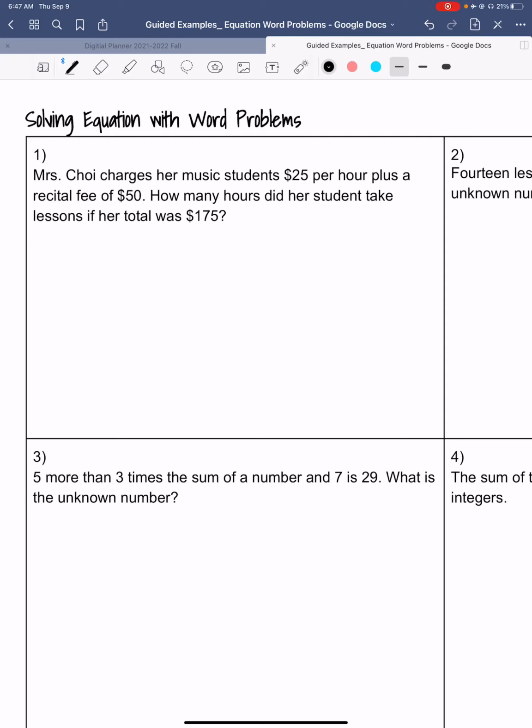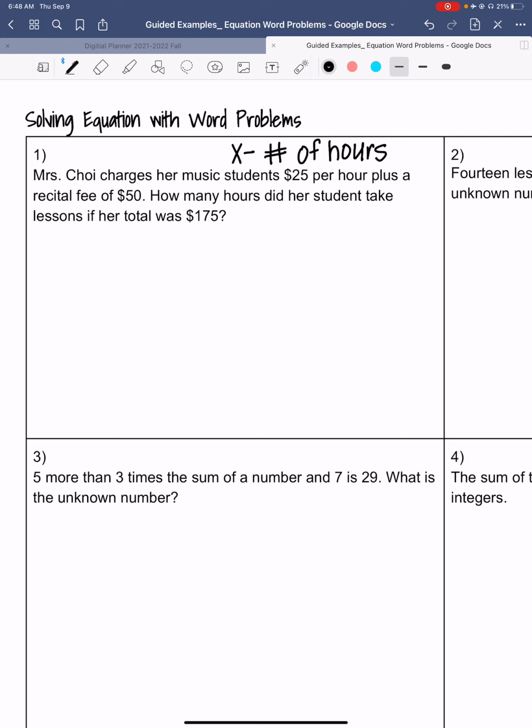All right, number one, it says Ms. Choi charges her students $25 per hour plus a recital fee of $50. How many hours did her student take lessons if her total was 175? So when I'm looking at this, I know that X is going to represent some variable. I'm going to say X is the number of hours that her students took the class for the recital.